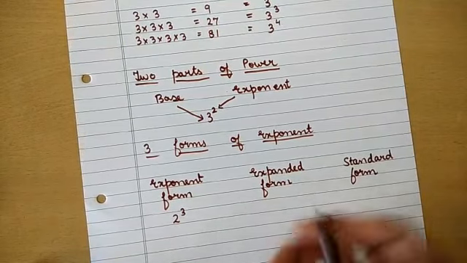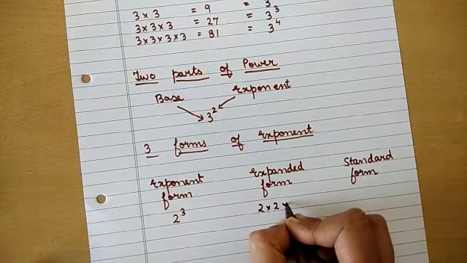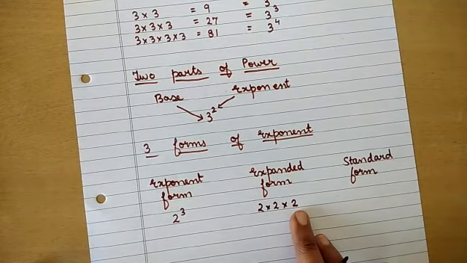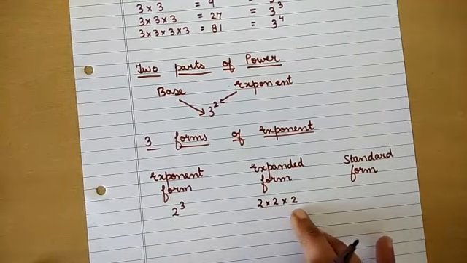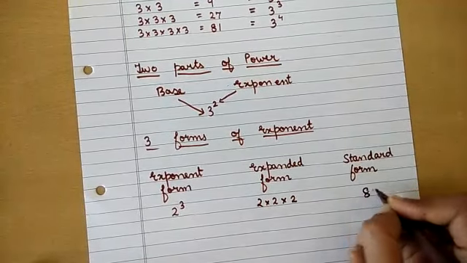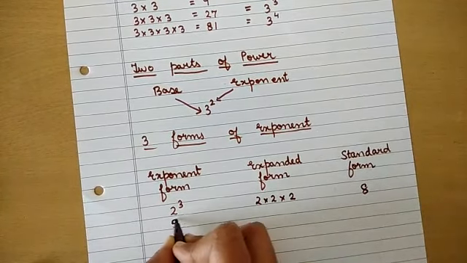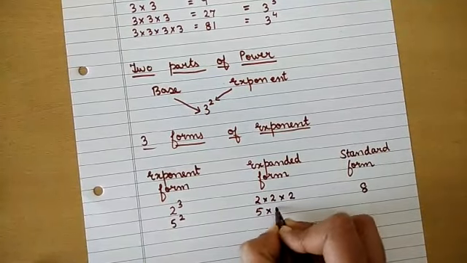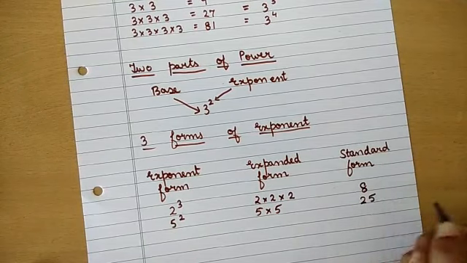Expanded form means we have to expand something. So 2 is multiplied 3 times by itself, 2 into 2 into 2. This becomes your expanded form. Now standard form is the answer of 2 into 2 into 2. That is 8. So this is your standard form. Similarly 5 raised to 2. So 5 is multiplied 2 times by itself, and the answer becomes 25. That is your standard form.